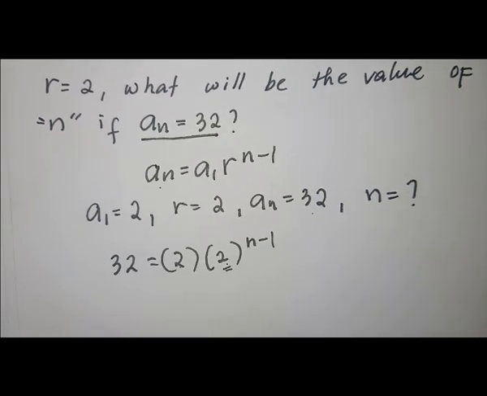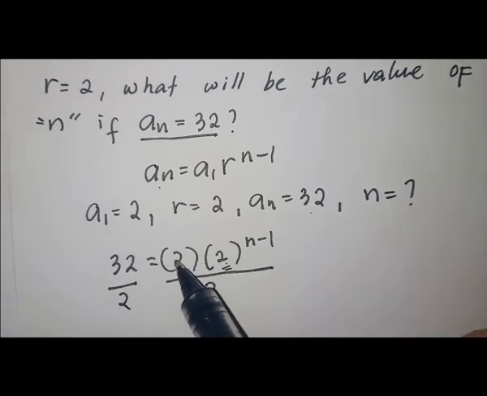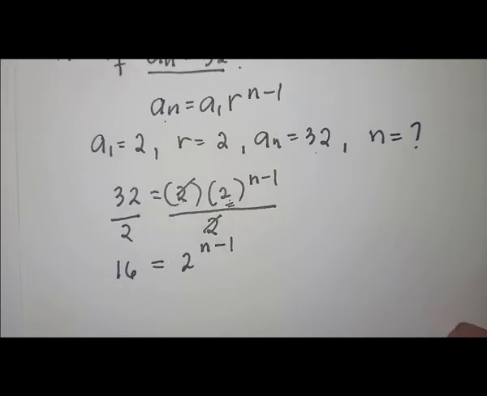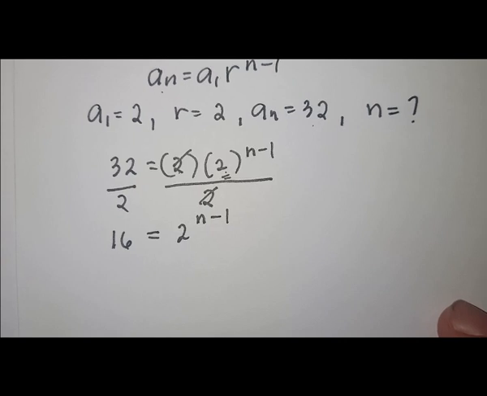So, ito yung first solution. Una, divide muna natin both sides by 2. Para saan? Para matanggal natin yung itong part na to. Okay? So, divide natin both sides by 2. So, 2 divided by 2 is 1. And 32 divided by 2 will give you 16. Equals, we have here 2 raised to n minus 1. Okay. So, ito yung first process na pwede natin gawin.